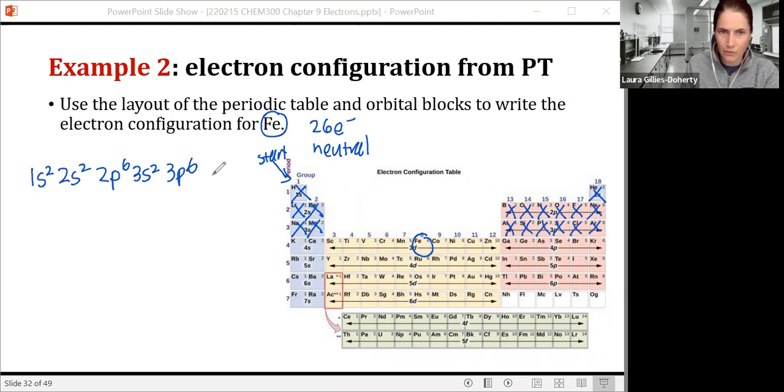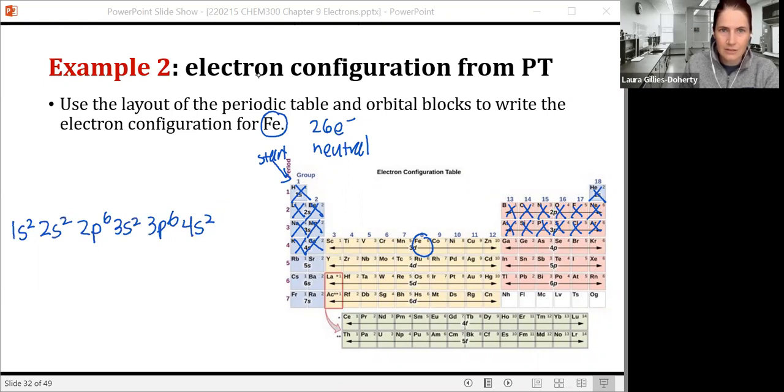Then we're down in the 4s. We've got to fill that. I'm just going to move these down so we've got a little bit more space. And now we're in the D block. We've got to get all the way here to iron. And remember, when you're in the D block, you have to subtract 1 from the row number. So we're in row 4. That's why we filled 4s.